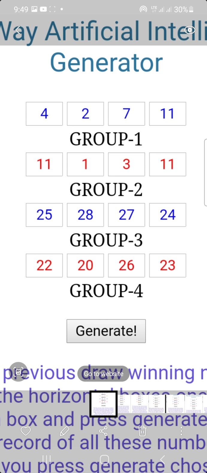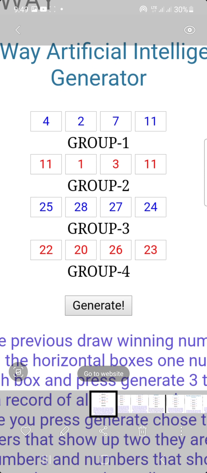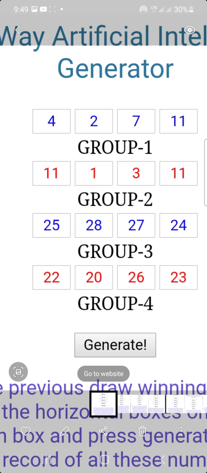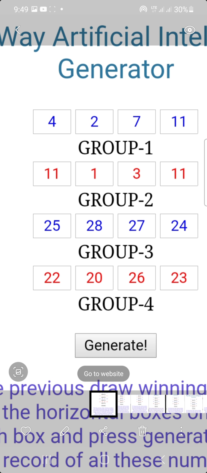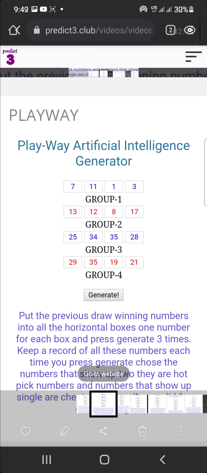That's how you basically use the PlAYWAY artificial intelligence generator. Just look for the numbers that show up more than 1 time, 2 times or more. Those numbers will be your hot pick numbers. And the other numbers that show up single will be your cheater numbers. Please make sure you play a few of those in between, just in case the ones that show up twice do not call. At least you have a few cheater numbers to back up, because you don't know how these lottery systems go where cheating is concerned.